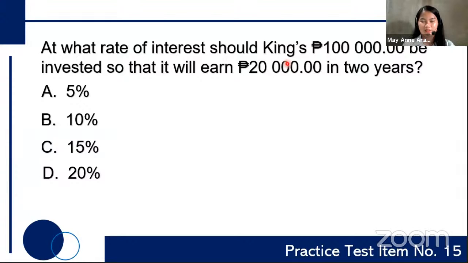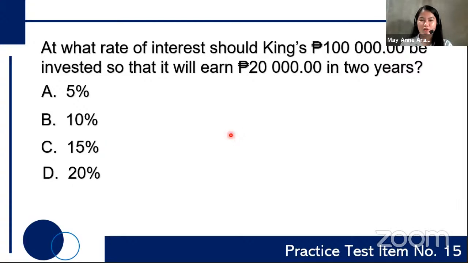Okay. 2 answers. Okay. Let us have the solution. Wait, may nagsagot pa. Let me check. Okay, letter B.